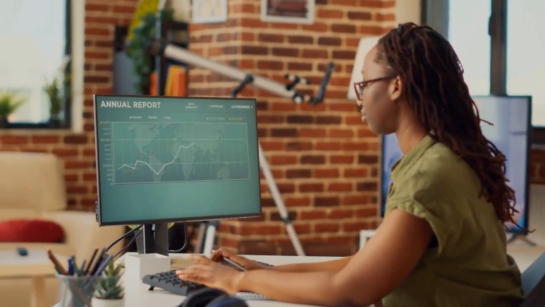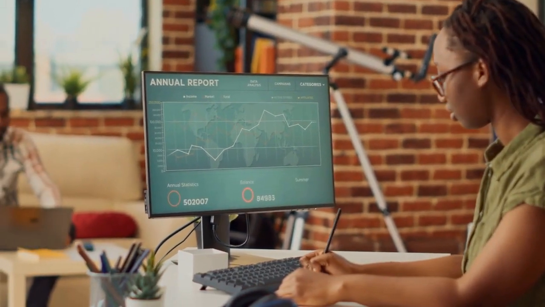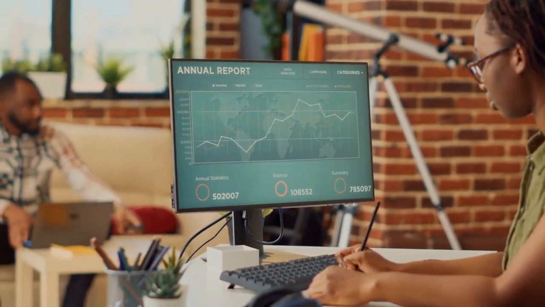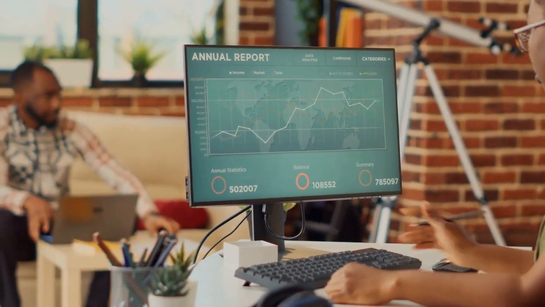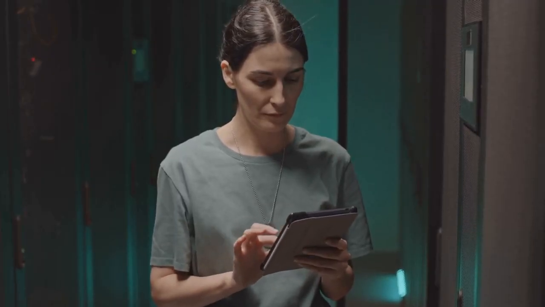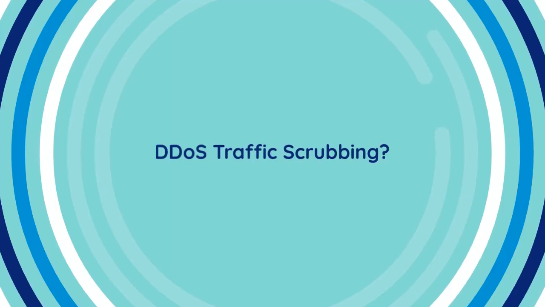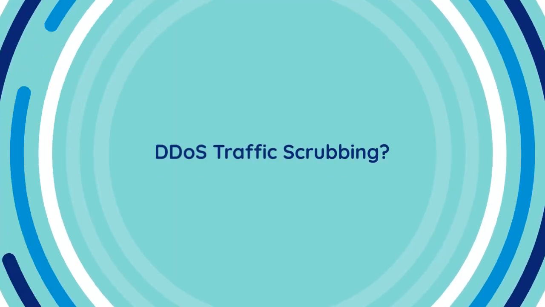Importance of traffic scrubbing filtering. The significance of traffic scrubbing lies in its ability to thwart DDoS attacks by ensuring that only legitimate traffic reaches the target. By discarding malicious packets, service providers can prevent overwhelming traffic from causing downtime and disruptions. Source: Imperva, What is DDoS traffic scrubbing?